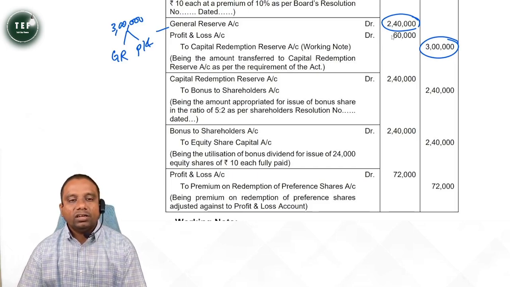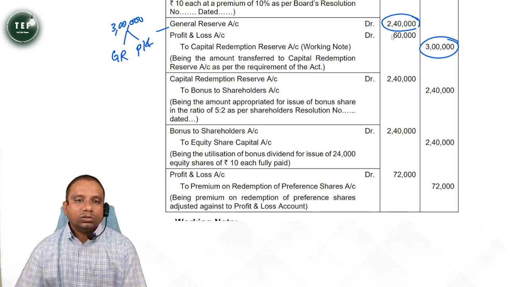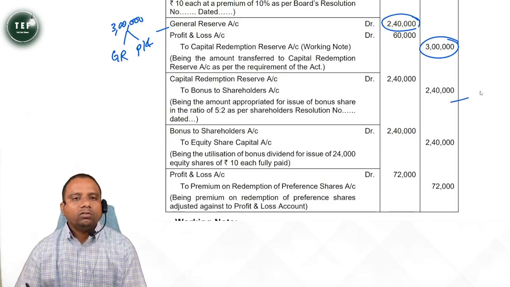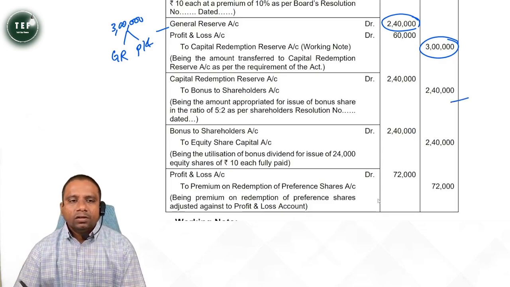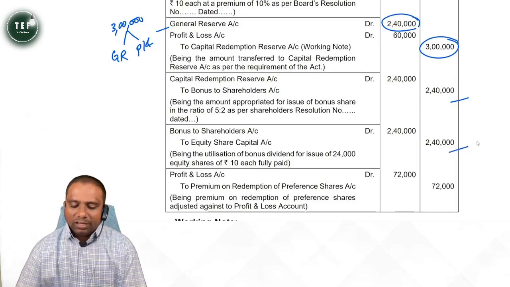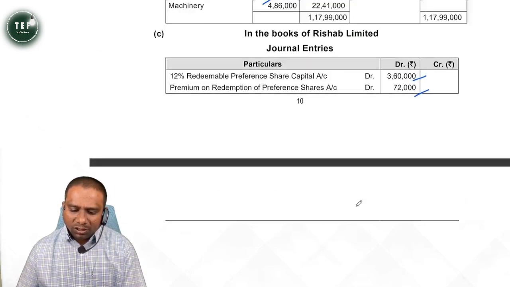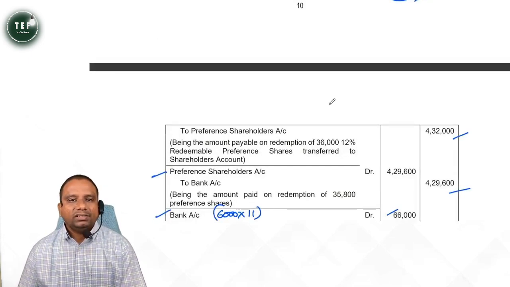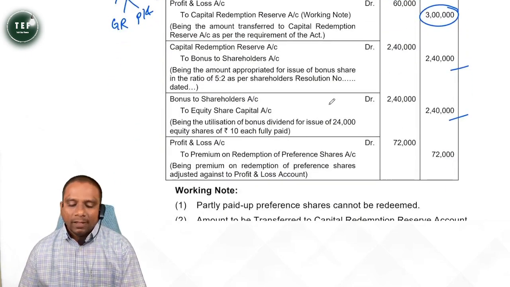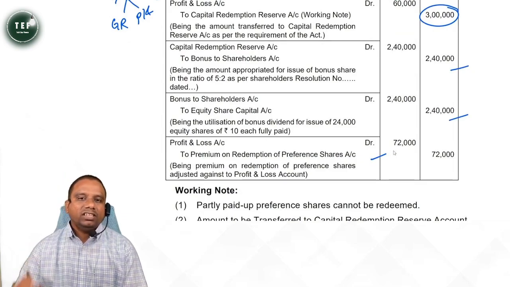For that, what is the entry we record? Capital redemption reserve account debit to bonus to shareholders 2,40,000. Now issue bonus shares. Bonus to shareholders account debit to equity share capital 2,40,000. Now we have 72,000 rupees premium paid. It is a loss, so it is set off against the P&L account balance. So profit and loss account debit to premium on redemption of preference shares 72,000.